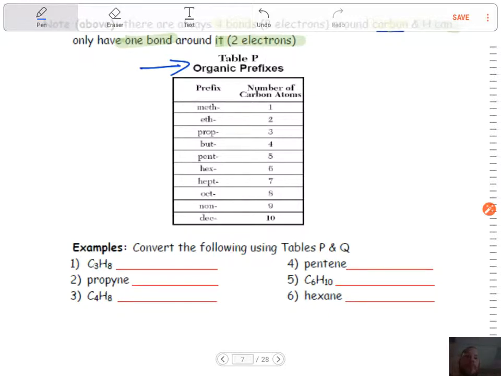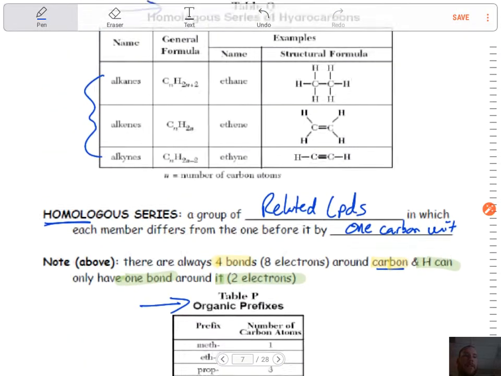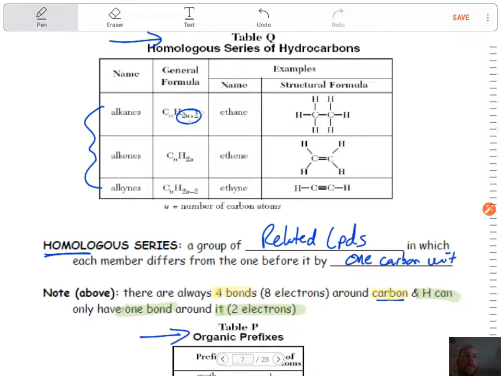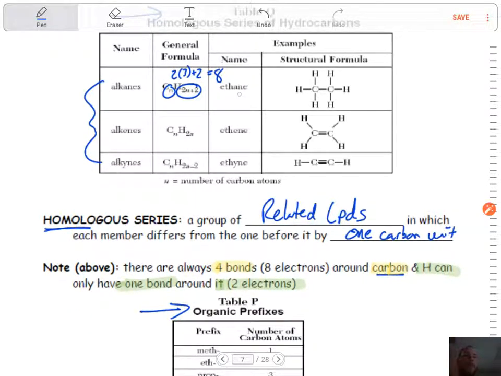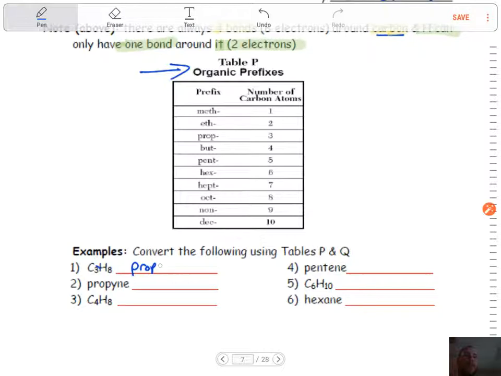So C3, guys, if I'm looking for carbon 3, okay, number of carbon atoms, that's prop, okay, prop, and then it's H8. So we're going to use these formulas. Okay, the N is the number of carbons I have, and then I'm going to plug it in. So 2 times 3, okay, plus 2. All right, since I have 3, I'm going to plug it into each one of these formulas. Oh, there's 8. So I know I have an alkane, so my name for this one is going to be propane.